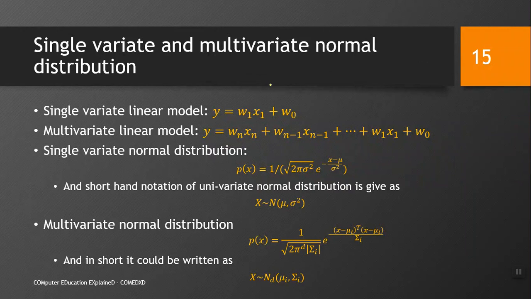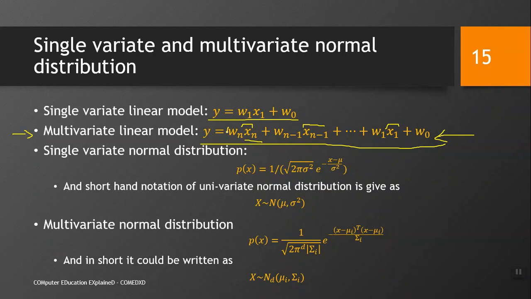Single variate and multivariate normal distribution. A single variate linear model could be given like this. We have already seen this in previous lectures, and a multivariate linear model could be given with the help of this polynomial. We have also seen such an example previously. And again, it is a linear model because no feature has its power greater than 1. All of the features have the power equal to 1.